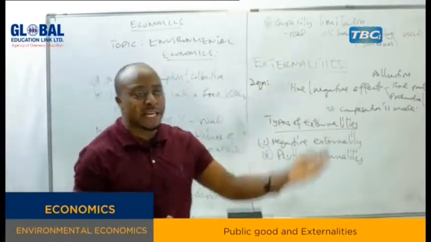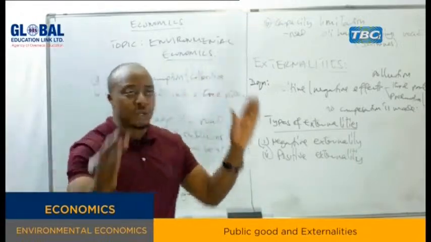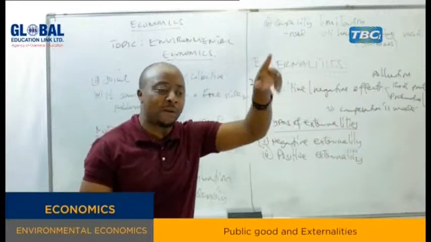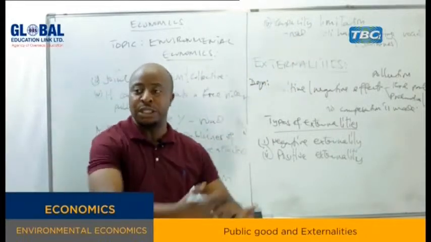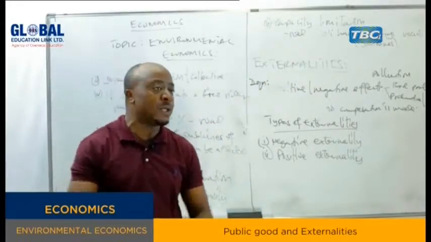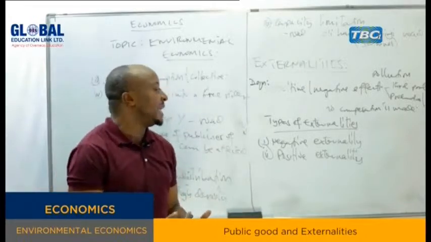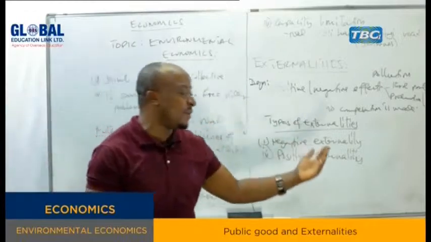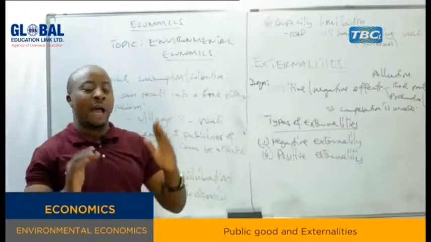Or let's say there is a village which does not have a road. Now a person has decided to establish a ranch around that village, and constructs a road. The construction of that road by that person is benefiting the village positively, but the village does not compensate for that benefit. Then we say that is positive externality.